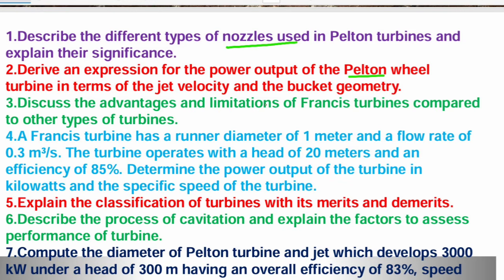The next question: the advantages and limitations of Francis turbines. This unit is mainly based on turbines. The third question is also on Francis turbines, and a Francis turbine problem is there. The next question is the classification of turbines with merits and demerits. Then describe the process of cavitation and explain the factors that affect the performance of a turbine. These are also important questions. Then another problem is there, based on the Pelton turbine. These are all the important questions in the fourth unit.